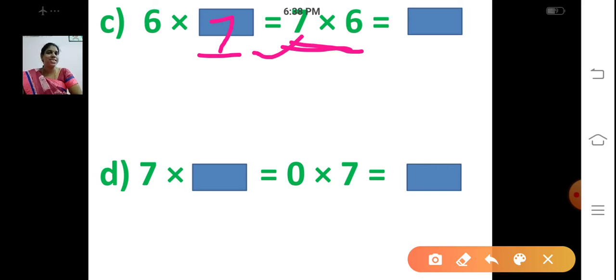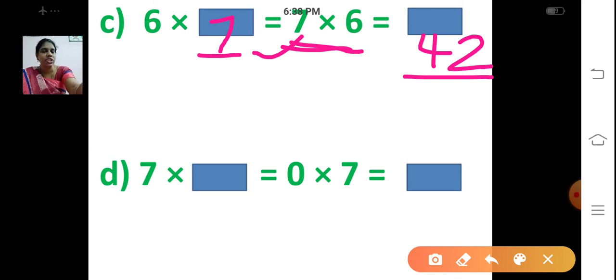So what is 7 6s are? 7 6s are 42. Inside the box you are going to write that. So 7 6s are 42. When we change the order, the product will be the same. So 6 into dash is equal to 7 into 6. Here change the order, so 6 into 7. Shall we move on to the next one?